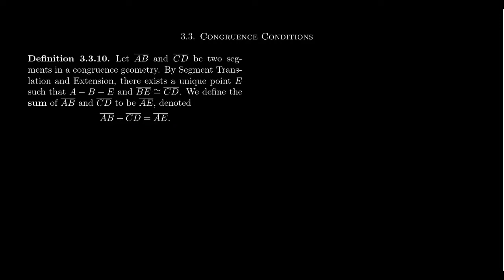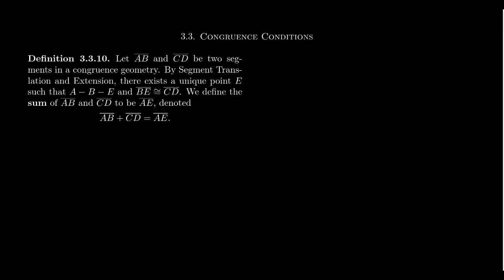In order to add together segments, we're going to take two segments, the line segment AB and the line segment CD, which exist inside of a congruence geometry. What we want to explain is what it means to add together two segments, thus creating a third segment, forming what we would call in algebra a binary operation. And then we'll discuss some of the algebraic properties of this binary operation.